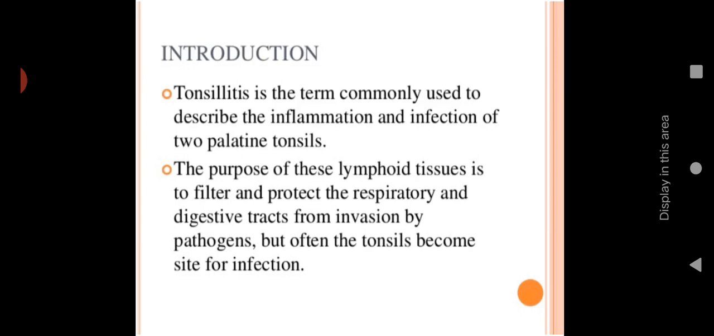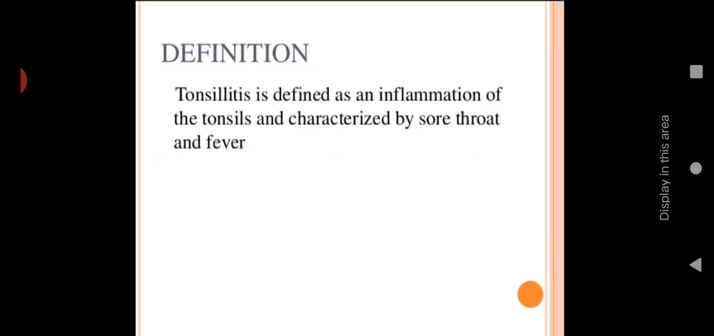Tonsils are lymphoid tissue, and their main purpose is to filter and protect the respiratory and digestive tracts. In order to do that, the tonsils are present inside the mouth, and they help to prevent the invasion of foreign bodies or pathogens, and that's why the tonsils are always getting infected or inflamed. Let us see the definition.